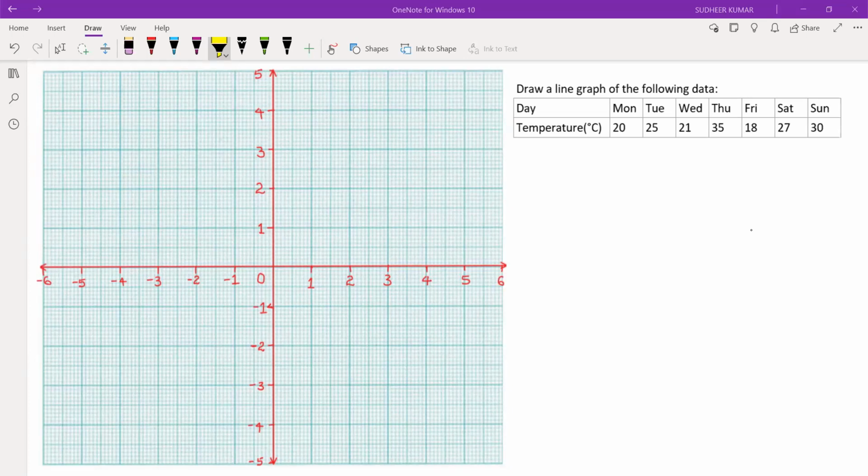Let's see the next one. Draw a line graph of the following data. Day and temperature in degrees Celsius is given. So here, the first one: there are 1, 2, 3, 4, 5, 6, 7 days.